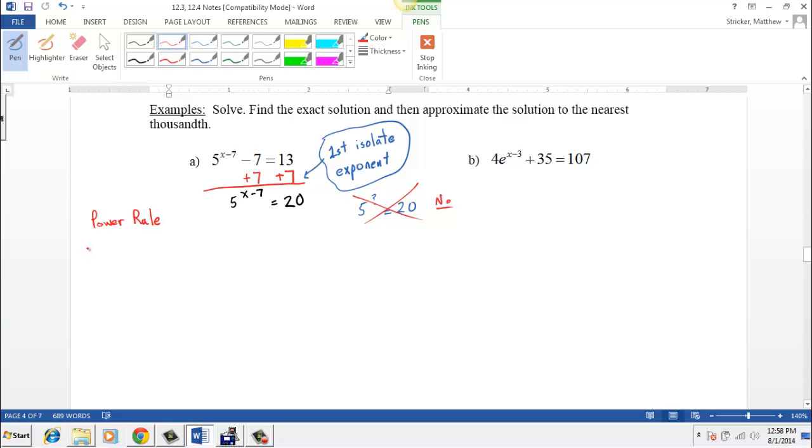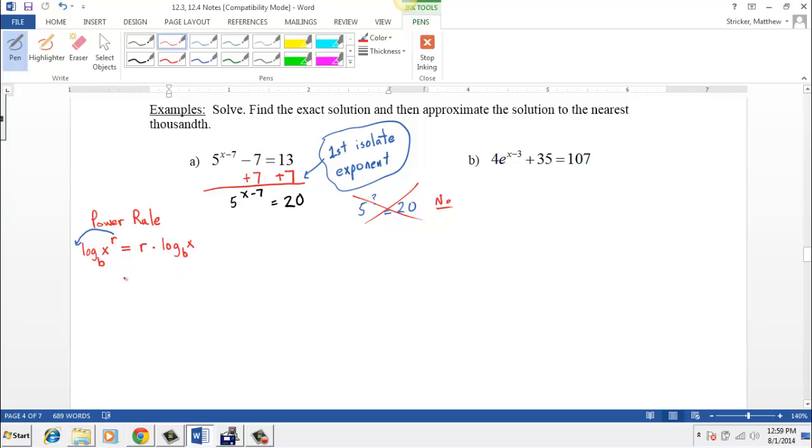Power rule says that if I had a log of x raised to some power r, and let's say the base is b, then what I can do is I can take that power r and I can move it to the front as a product. And so what we saw is that this could be rewritten as r times the log of x base b.